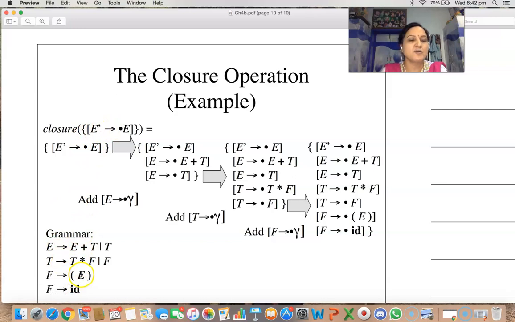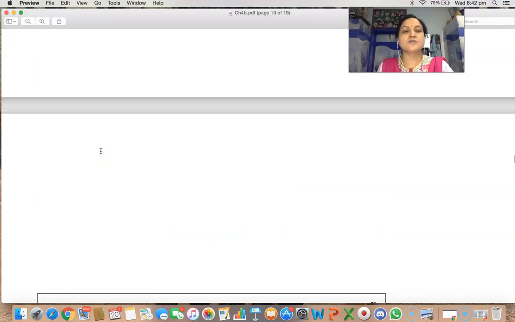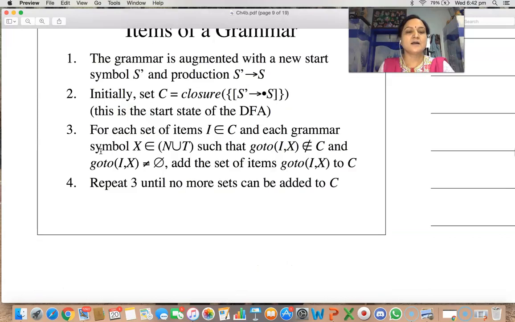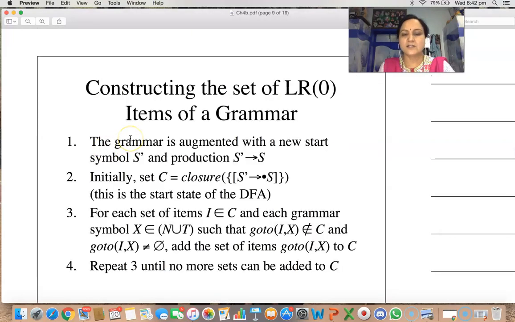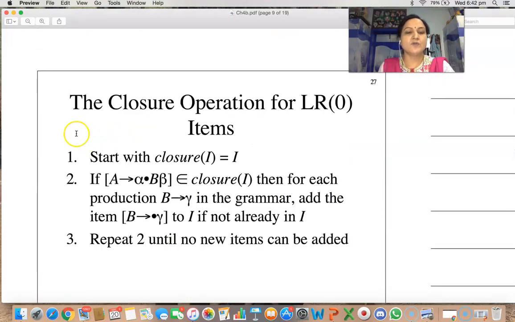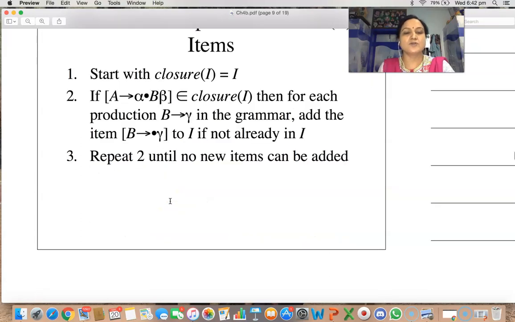So the first step is augmentation of the grammar. The start symbol is E, so we augment it by E dash tends to dot E. So how do we compute the closure of E dash tends to dot E? The first step will be E dash tends to dot E. Now after the dot there is a non-terminal. So what does the closure rule say? The closure rule says that after the dot, if there is a non-terminal, then you have to add its production. So here after the dot B was there, so we added B tends to gamma into closure of I.